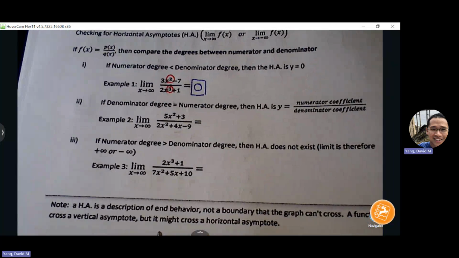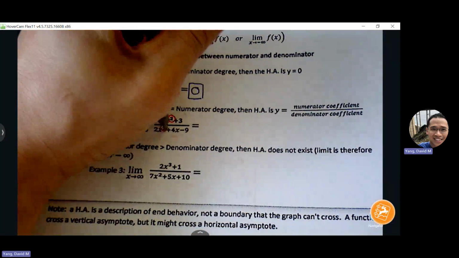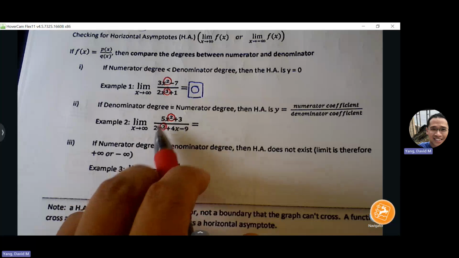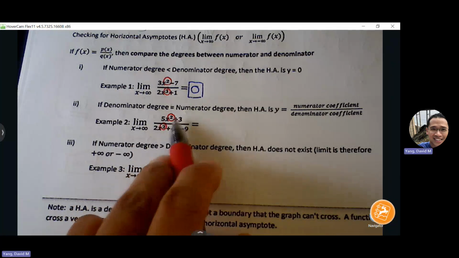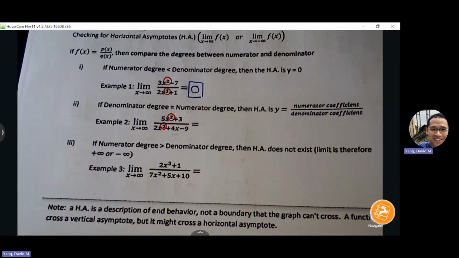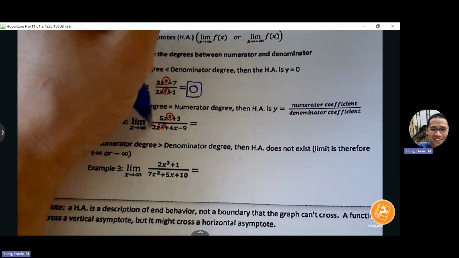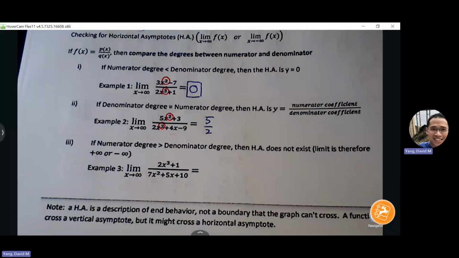All right. Second, if my denominator degree is equal to my numerator degree, then eventually they are leveling out and moving along at the same rate. And really the only difference is that we can figure out where that line is going to be by taking the leading coefficients. Because they're growing at the same rate, they're going to be leveling off and flattening out towards a certain value. And that value is always going to be the ratio of the leading coefficients of your highest degree. So in this case, my limit is 5/2.